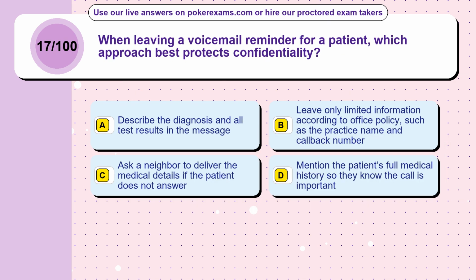Question 17. When leaving a voicemail reminder for a patient, which approach best protects confidentiality? Option A, describe the diagnosis and all test results in the message. Option B, leave only limited information according to office policy, such as the practice name and callback number. Option C, ask a neighbor to deliver the medical details if the patient does not answer. Option D, mention the patient's full medical history so they know the call is important.